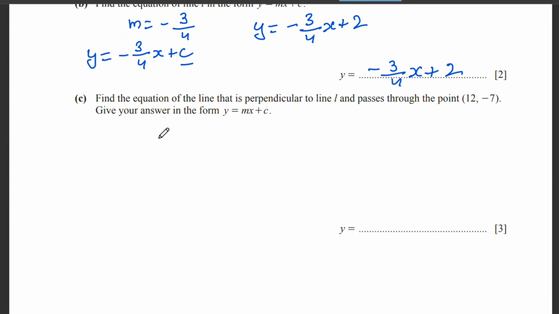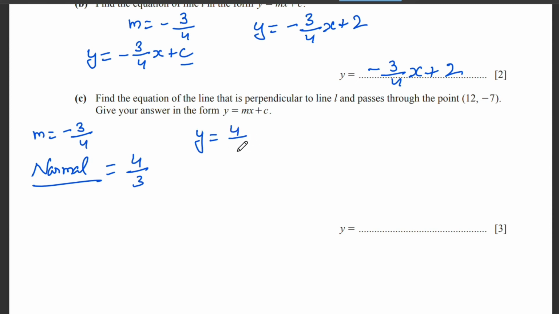Find the equation of a line that is perpendicular to line L and passes through the point (12, minus 7). Give your answer in the form y equals mx plus c. Now we see that the line is perpendicular to the given line. The given slope is minus 3 by 4. So the slope of the normal to it will be, we reciprocate it and put a minus sign, 4 by 3. So now we write y equals 4 by 3 x plus c. Now this line passes through the point (12, minus 7).